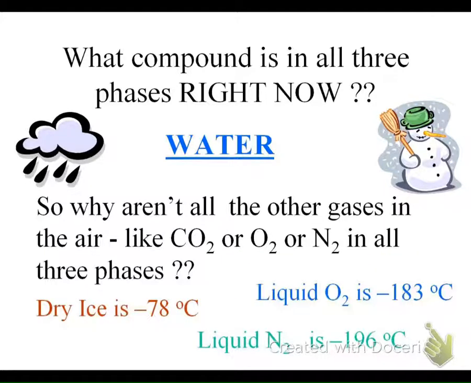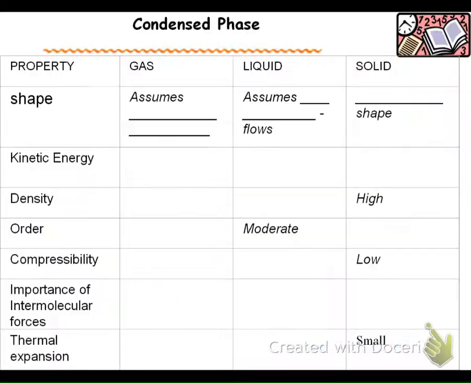So for example, dry ice, so dry carbon dioxide here, this is solid carbon dioxide, is a solid at negative 78 degrees Celsius. Oxygen is a liquid at negative 183 degrees Celsius. And nitrogen is a liquid at negative 196 degrees Celsius. Water is a liquid at much, much higher temperatures. So optimal temperatures for water to be in all three phases.